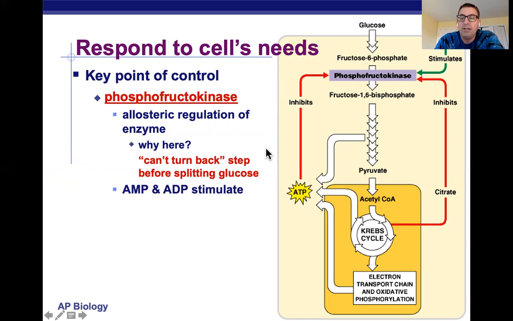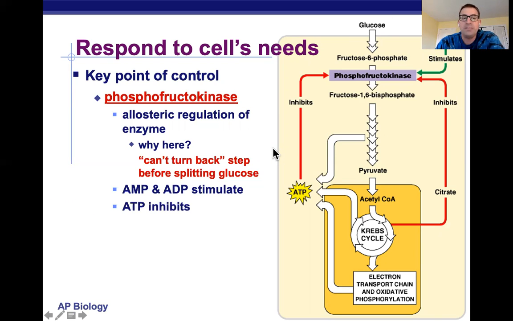When AMP levels and ADP levels are high, that means ATP levels are low and the cell needs to make more ATP. So AMP and ADP bind to phosphofructokinase and activate it. They convert it into its active conformation so that it will continue to function in phosphorylating, adding that second phosphate group onto glucose so that cell respiration continues.